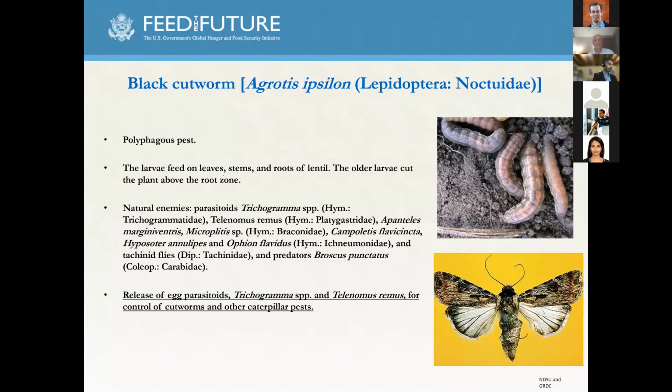Another one is Agrotis ipsilon, or the black cutworm. This is also a polyphagous pest. The larvae feed on the leaves, stems, and roots of lentil. The older larvae usually cut the plant at the base. Several parasites are also recorded on this pest.